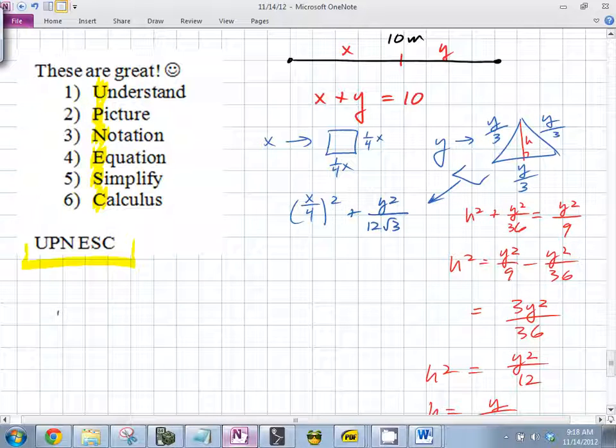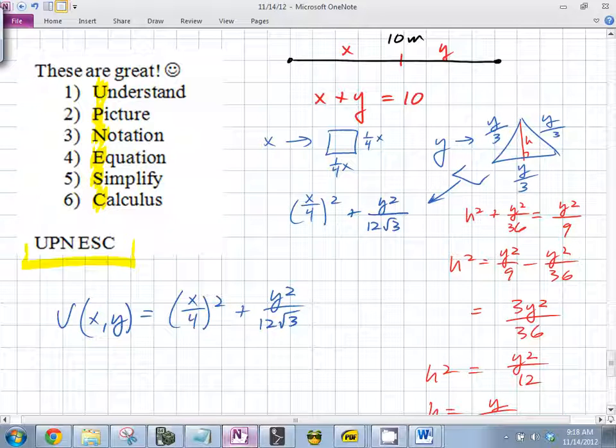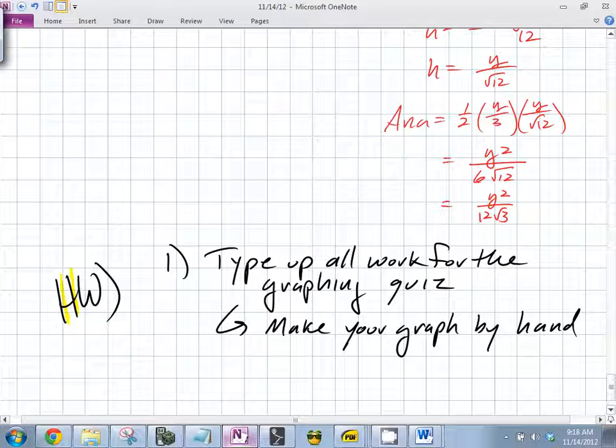Y equals 10 minus x. So what do we have here? We have volume in terms of x is equal to x squared over 4 plus 10 minus x squared all over 12 root 3. Nice! We have one variable in here. One. What can we now take?